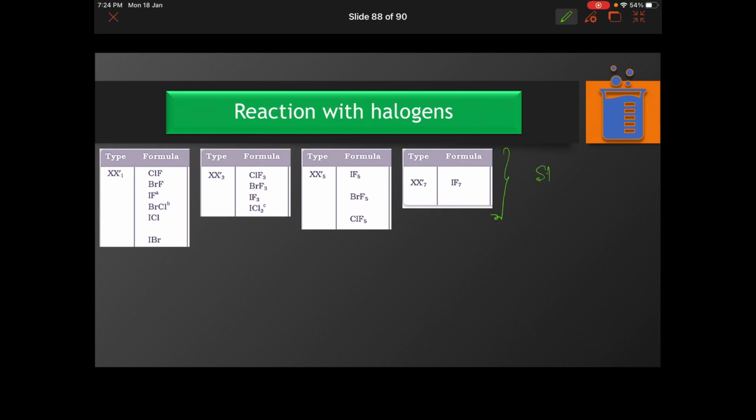Most important is going to be the structure, because they are more interested in checking whether you know how to calculate the geometry or shape. So please make sure that you write down hybridization, geometry and shape for all these forms. Yes, we will discuss it in the coming class. With that, I end the lecture for this particular part, that is chemical reactivities of group 17 elements.